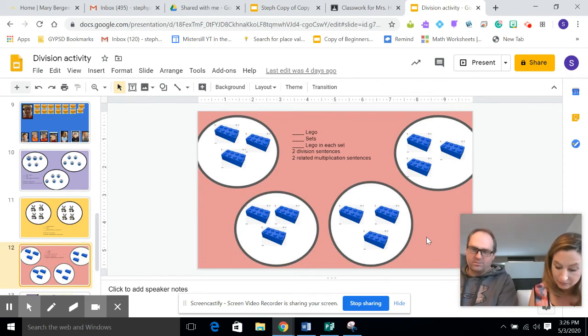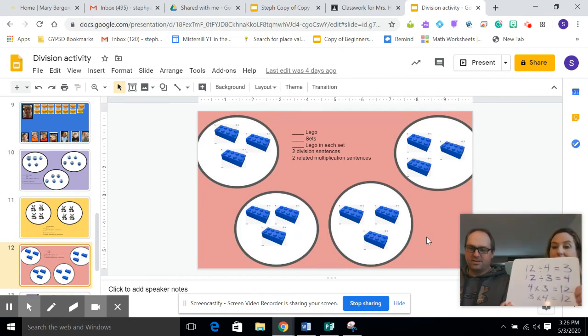We could say there's 4 groups of 3, which equals 12. Perfect. And last one? We could say that there are 3 in each group, and there's 4 groups, so 3 times 4 is 12. Perfect.